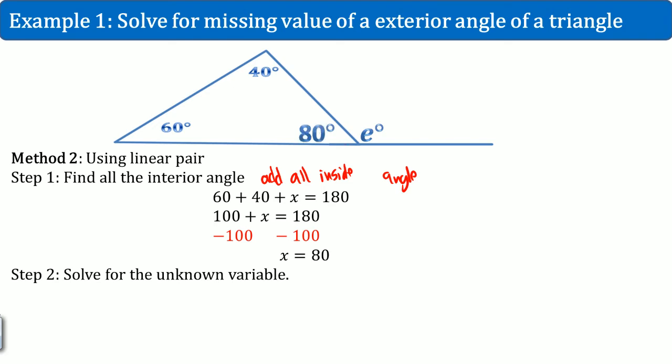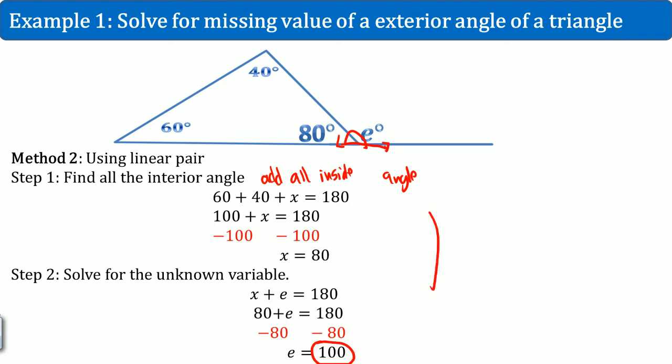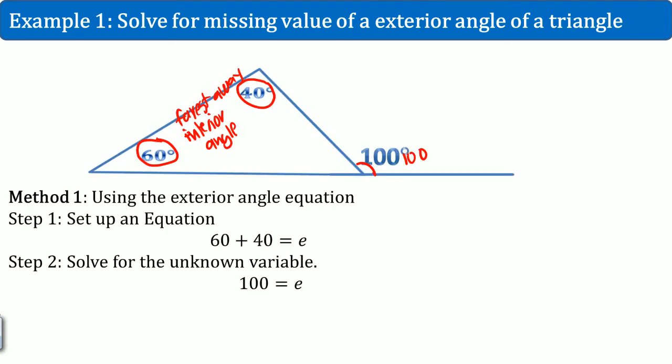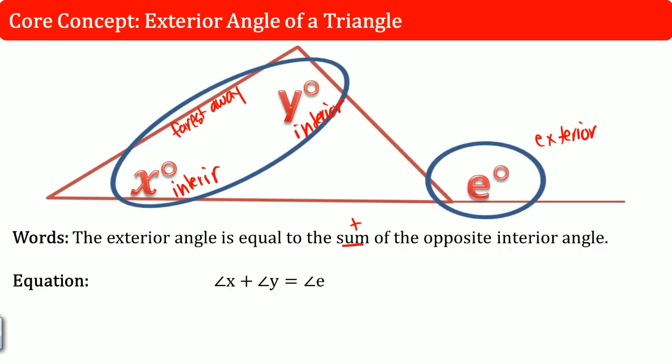Now you can set up the linear pair, right? x, you have 80 plus e is equal to 180 because they form a line. Then you can solve for e, which is just equal to 100. Either way, you still get the same answer. This requires two steps. The other way only requires one step because it uses this equation, the exterior angle of a triangle.